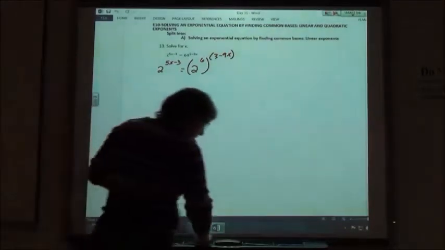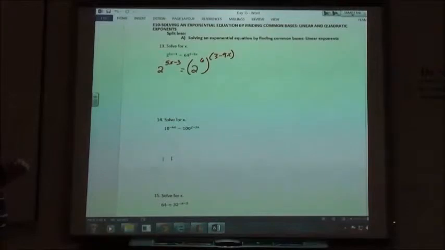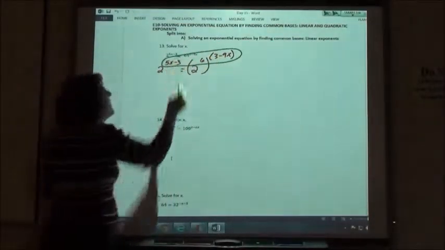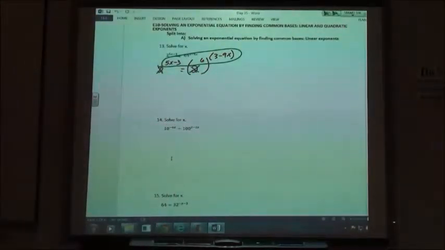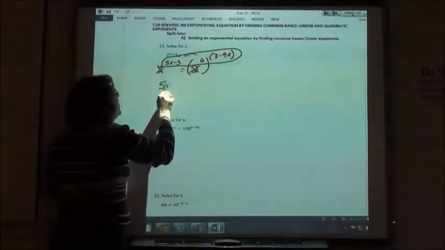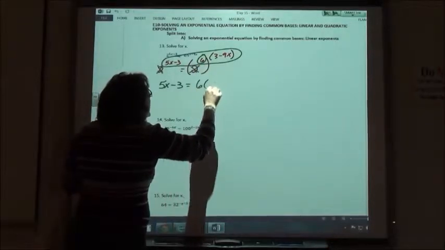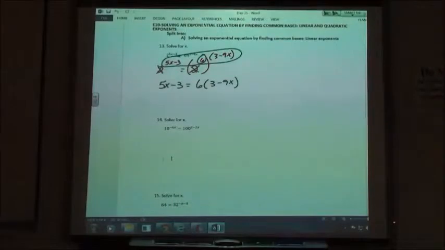Now, since my bases are the same, my exponents also would have to be equal. So what I'm doing is I'm taking the exponents and putting them equal to each other. I'm just basically ignoring that those bases are there because they're already the same. So my new equation says 5x minus 3 equals 6 times 3 minus 9x. Now I'm going to solve that equation.